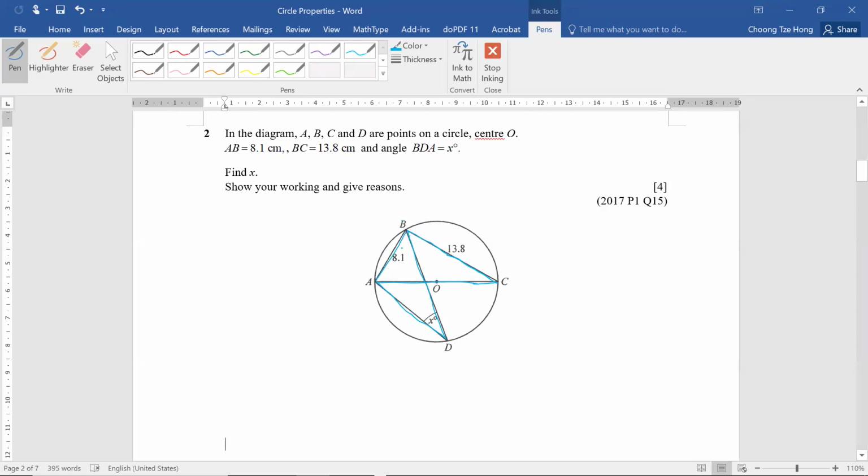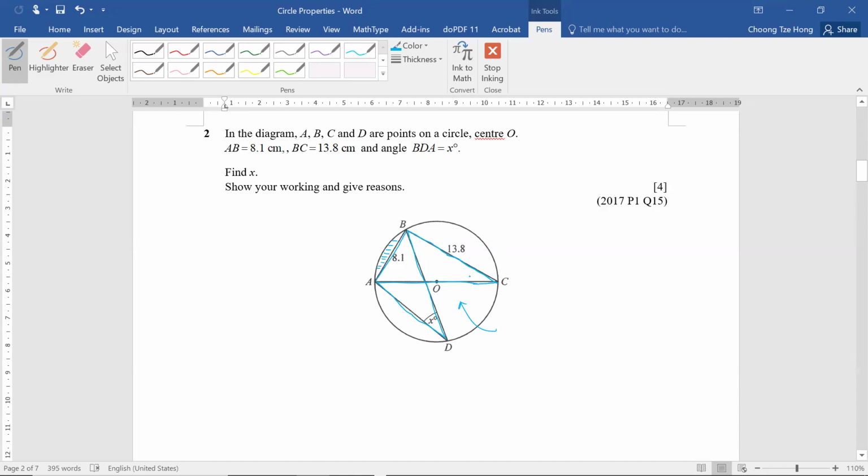If you draw a chord AB, they will both lie in the major segment. Basically AB will divide the circle into two parts. Over here you have the minor segment, and the other large part will be the major segment, which is this part. Both the angles BDA and BCA lie in the same segment.